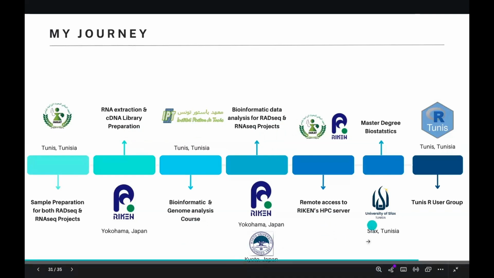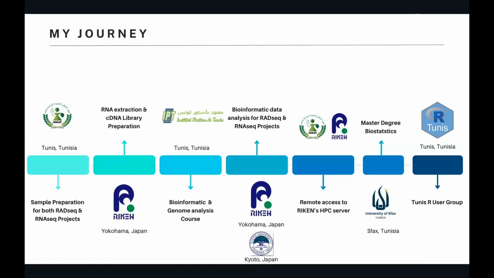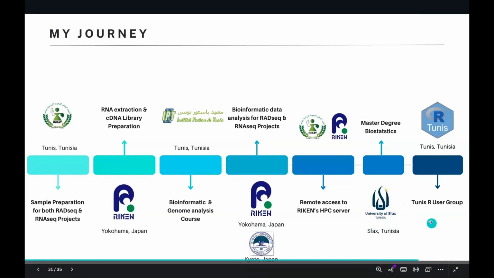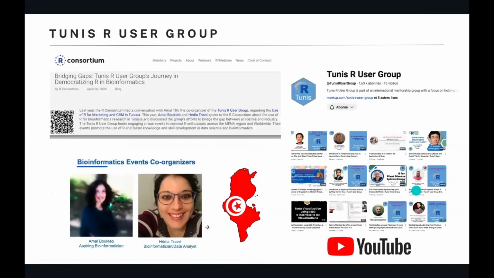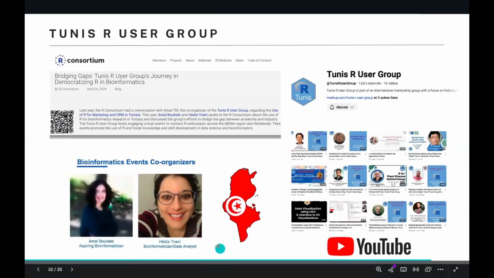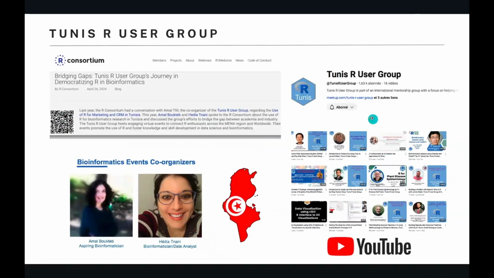And through that, I also had the opportunity to do a master's degree in biostatistics at the University of Sfax, which I highly recommend, especially as it's online, which makes it easier. And 2 years ago, I joined the Tunis R user group, which is the Tunisian chapter of the R user group. So now with my colleague Hedia, we organize several online workshops for bioinformatic analysis using R programming. You can find all the previous workshops on our YouTube.